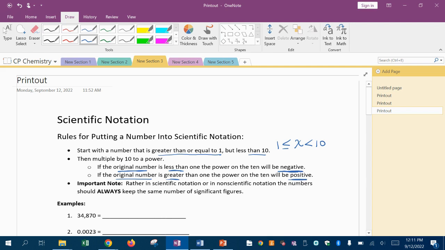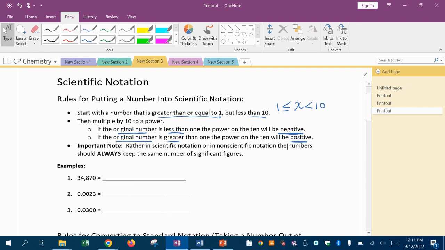Now, I put a little bullet here. Important note: whether it's in scientific notation or in standard notation, the number should always keep the same number of significant figures. So no matter what way you write the number, whether it's in scientific or standard notation, you always have equal significant figures. So we want to check that at the end. So let's do a couple examples.